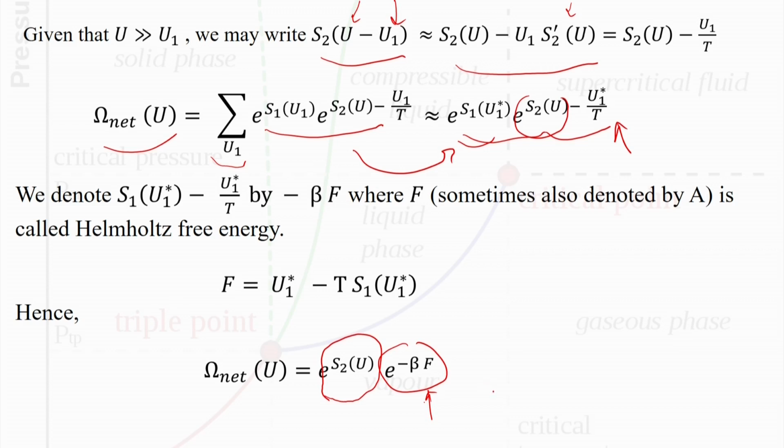It is taken into account through what is known as the free energy of the system. So, the free energy is defined as the difference between the internal energy minus the temperature times the entropy, when evaluated at the most probable value of the energy.